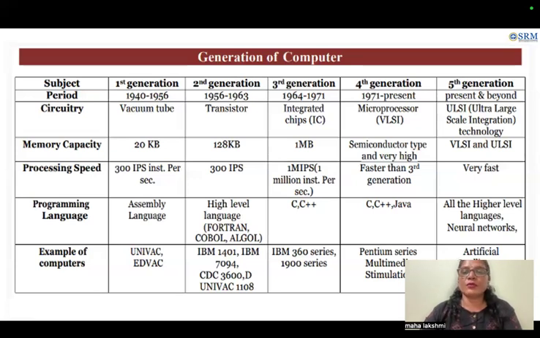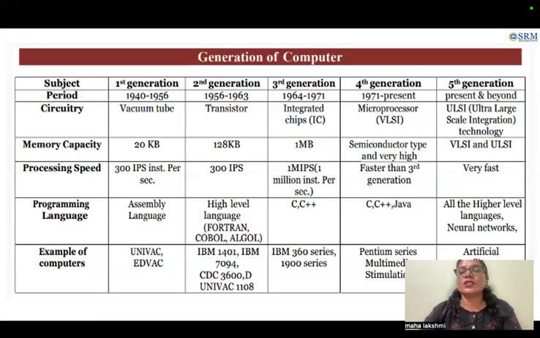And in fourth generation computers, available from 1971, the circuitry is made up of microprocessors. So the microprocessor era starts from 1971. It is also called VLSI technology, very large scale integration technology. Its memory is semiconductor type, with very high memory capacity. Its speed is faster than the third generation. The programming languages here are C, C++, Java. Examples of these computers are the Pentium series, multimedia, and simulations, all of which come under fourth generation computers.